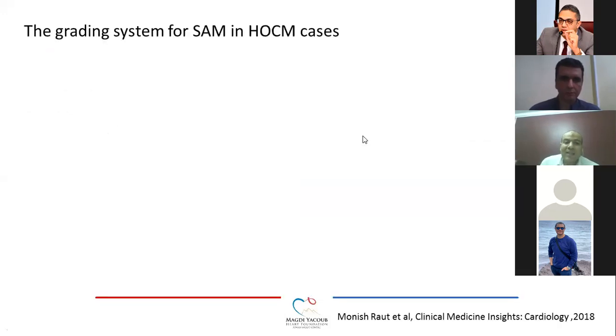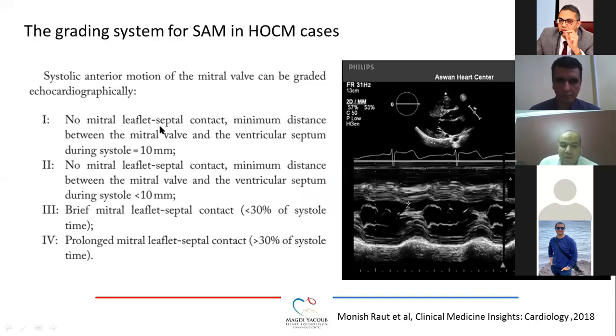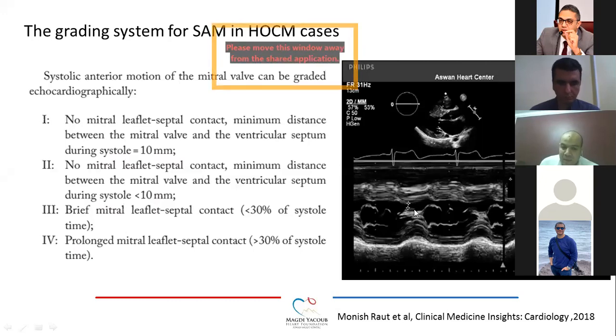Also, I want to comment on the grading system of the SAM. The SAM has 4 grades. The first grade is when there is no mitral leaflet septal contact, and the distance between the mitral valve and the septum is more than 1 centimeter. The second grade of the SAM is when there is also no mitral leaflet septal contact with a minimum distance less than 10 millimeters or 1 centimeter. In grades 3 and 4, there is mitral septal contact, but the difference between them is the duration of the contact between the mitral leaflet and the septum. If it is less than 30% of the systole time, it is grade 3. If it is more than 30% of the systole time, it's grade 4.